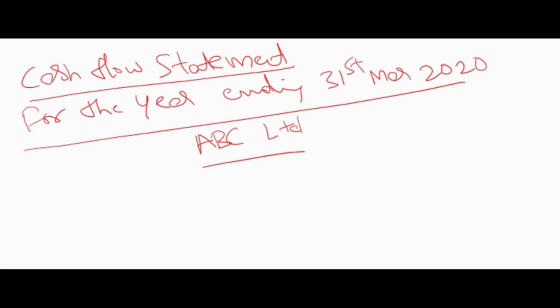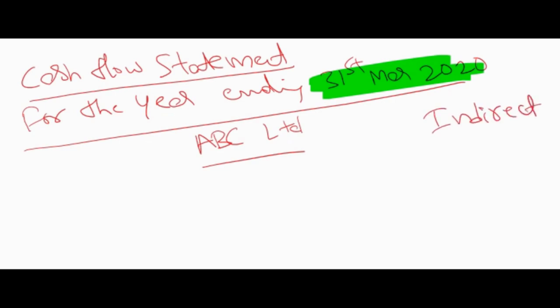right? So you are preparing the cash flow statement for ABC Limited, and this is for the year ending 31st March 2020. So first, when we are talking about the indirect method, see, this indirect method or direct method only impacts operating activities. There is no difference when you prepare the other two, investing and financing activities, right? So for operating activities, we are looking at the indirect method.